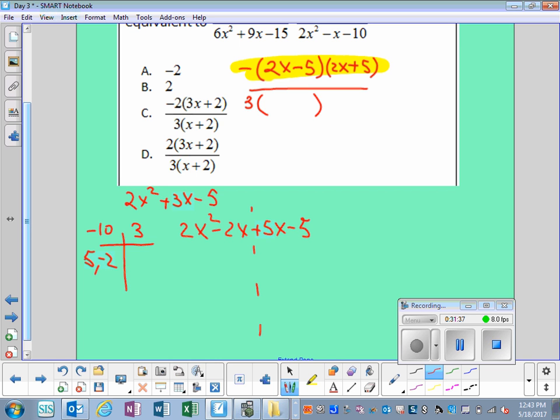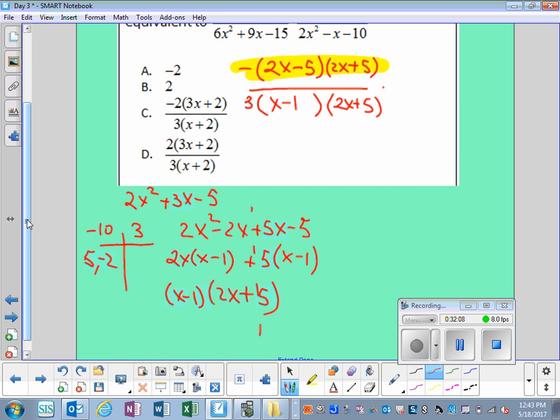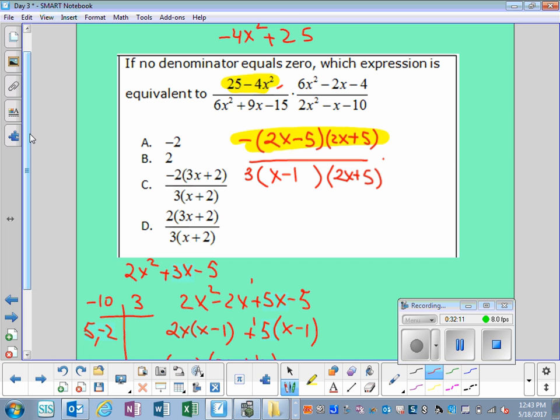I do the grouping. My first GCF is 2x, x minus 1. My second GCF is 5, x minus 1. When I take x minus 1 out, what is left is 2x plus 5. Okay. So right there, do not forget the GCF. Once you took the GCF out, immediately put it there in the denominator. So 3 times x minus 1, 2x plus 5. This is my first fraction. Let's look at the second fraction. Any questions about this? Okay, second fraction.